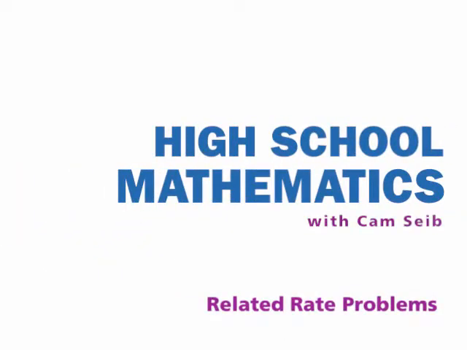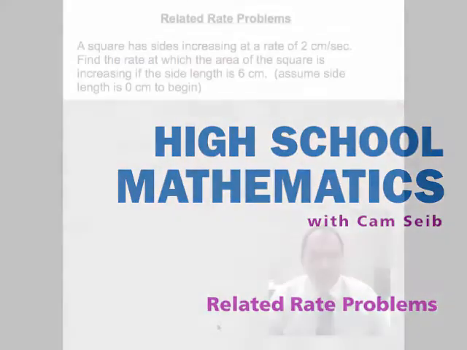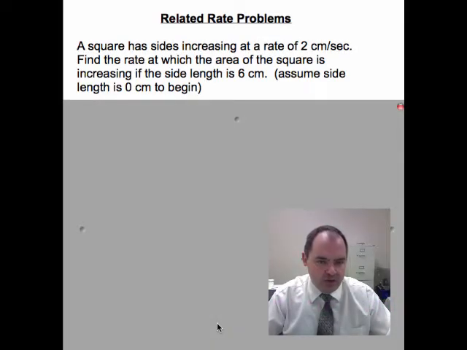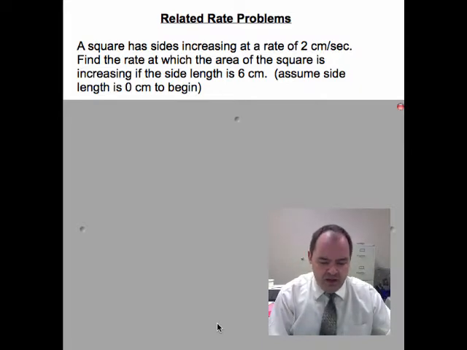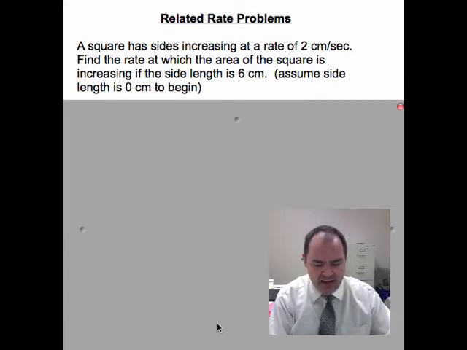Okay, so I want to use this problem to give you some deeper insight and understanding as to what's going on with implicit differentiation, as well as to introduce you to a set of problems called related rate problems, because of course calculus, at least differential calculus, is about rate of change. So we have a square that is increasing.